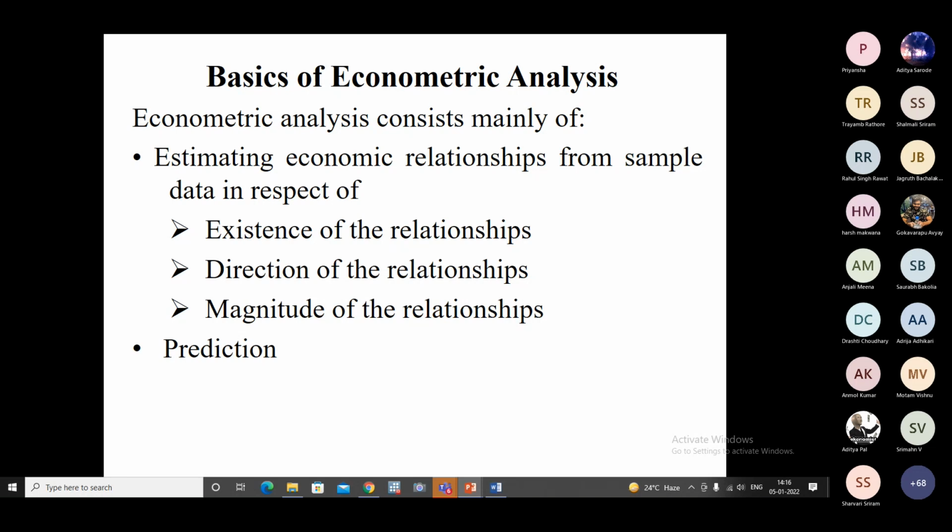The third one is basically magnitude. To what extent a change in the independent variable would cause change in the dependent variable. The extent. Let me give an example.